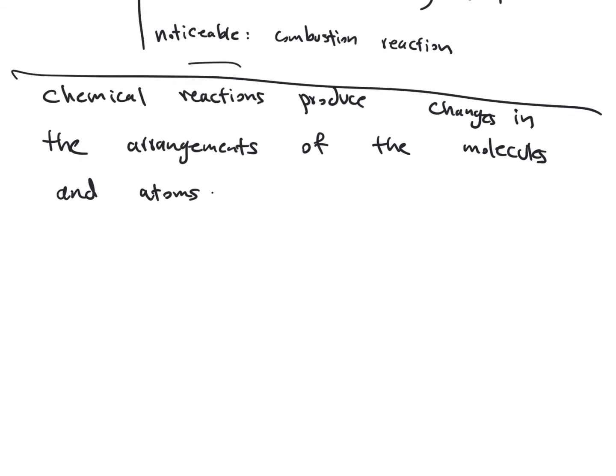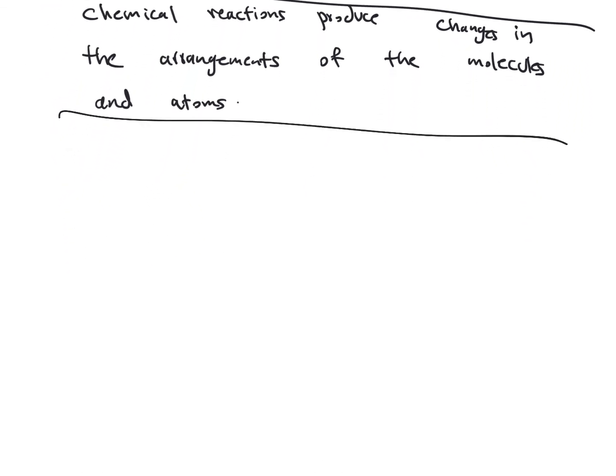Now, I'm going to talk about evidence of a chemical reaction. There are several ways; I told you some chemical reactions are noticeable and some are not. For the ones that are noticeable, where you can see change, there are different things that can tell you that the chemical reaction is happening. One of them is color changes.